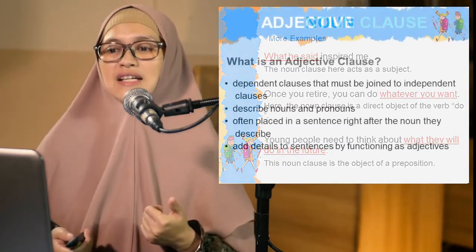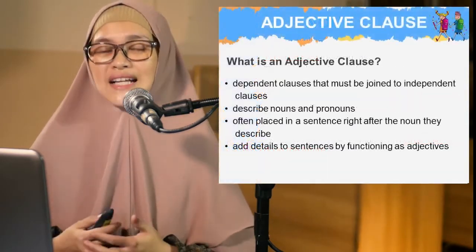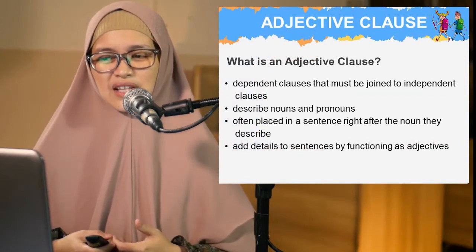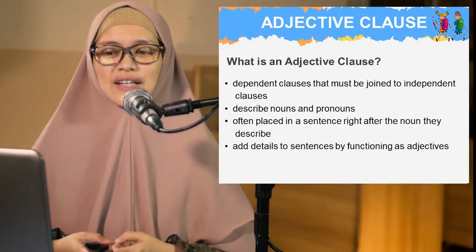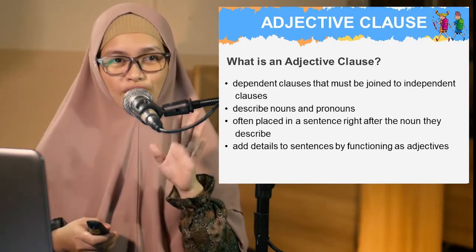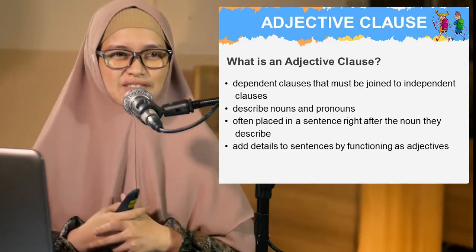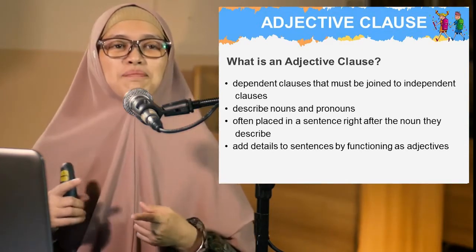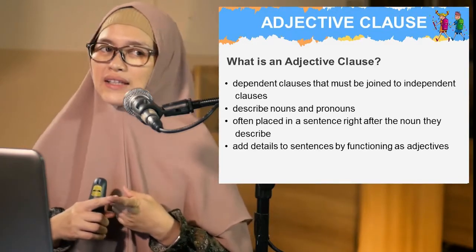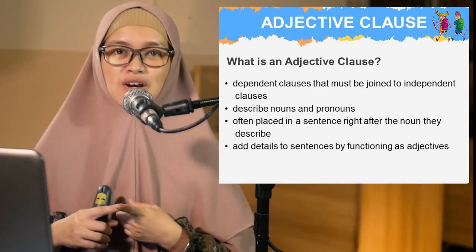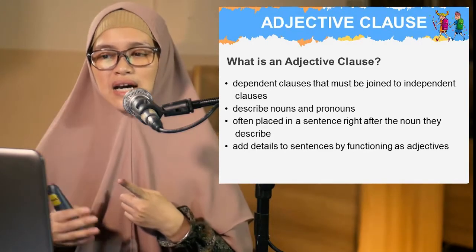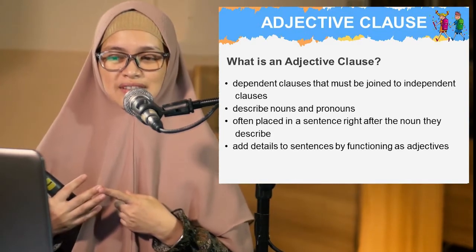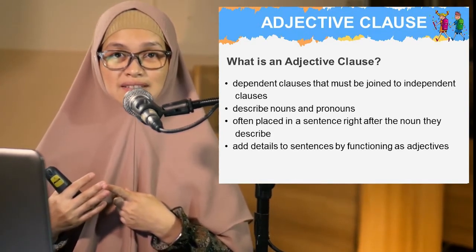Okay, students, now let's go on to adjective clauses. What is an adjective clause exactly? We have four points for adjective clauses, defining it. It is a dependent clause. It means that it cannot stand on its own. It must be joined to an independent clause. And what else?